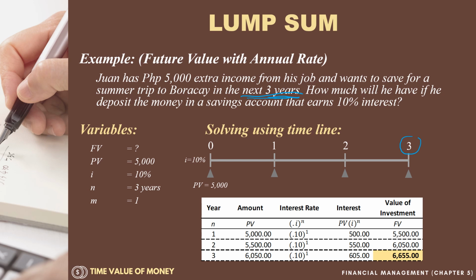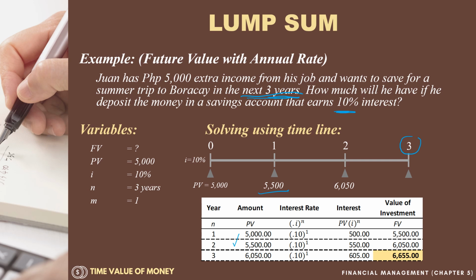Now here, since at the end of year 1 there should be a growth rate of 10%, 5,000 multiplied by 10%, the interest now is 500. The new value of investment at the end of year 1 would be 5,500. In year 2, the beginning balance is the 5,500 here, multiplied again by the growth rate of 10%, that is 550. So at the end of year 2, the value of investment would be 6,050.